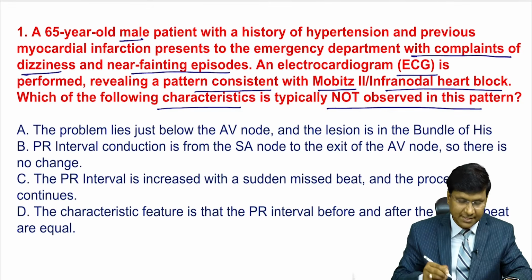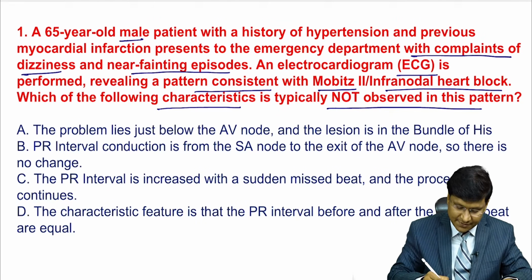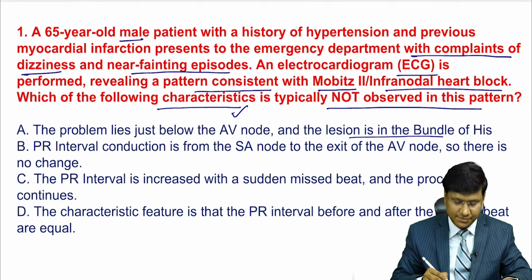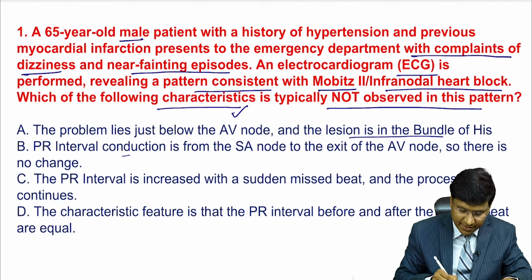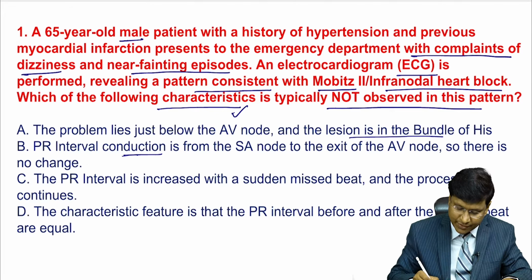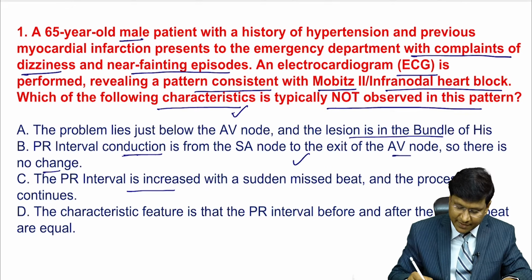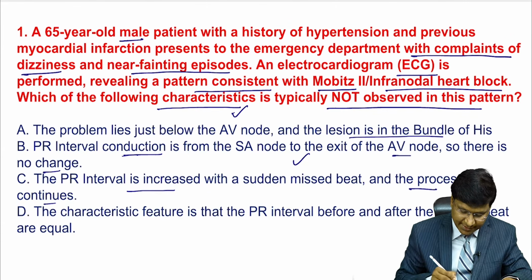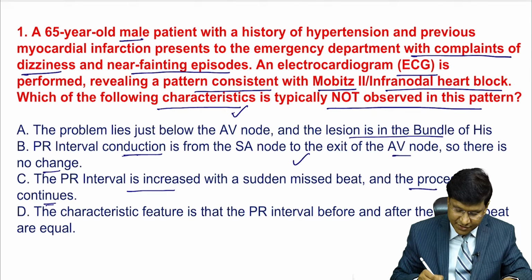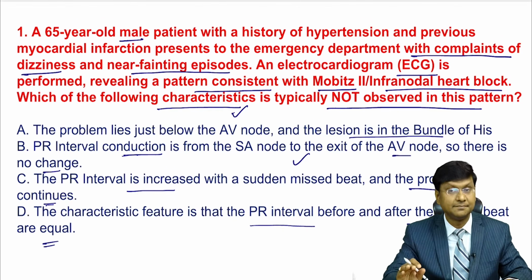Right? The options are: the problem lies just below the AV node and the lesion is in the bundle of His. The PR interval conduction is from the SA node to the exit of the AV node, so there is no change in the PR interval. Third option, the PR interval is increased with a sudden missed beat and the process continues. The characteristic feature is that the PR interval before and after the missed beat, it is equal.